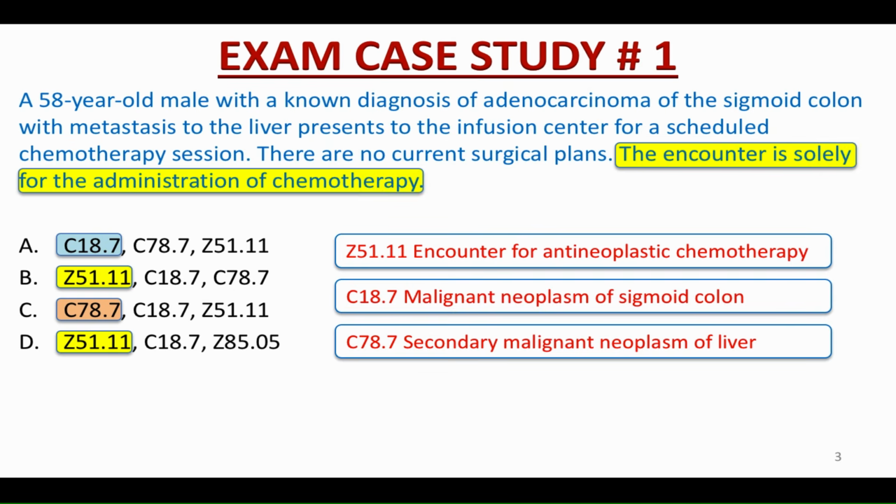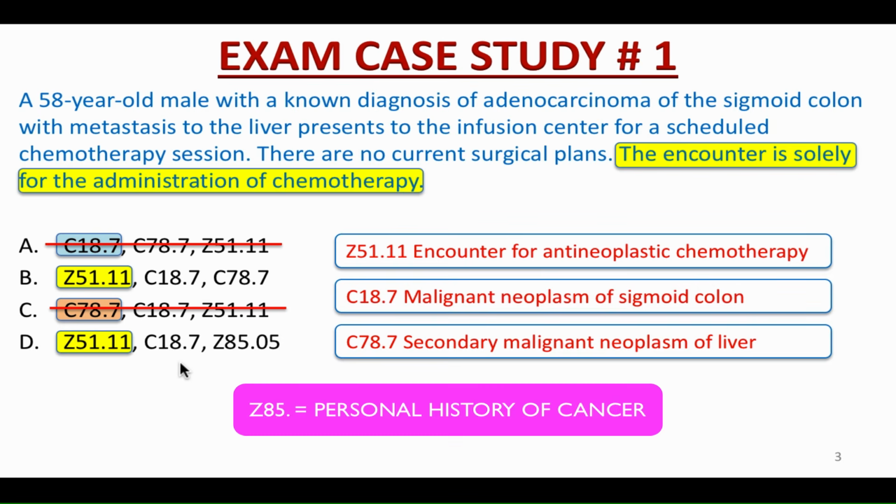If you know the RHIT official guidelines or from my book RHIT Made Simple, you should recognize that when the encounter is for chemotherapy, then Z51.11 must be listed first. With that, you can eliminate A and C right away. Now, B and D still remain. The only difference between them is that B includes C78.7 and D includes Z85.05.